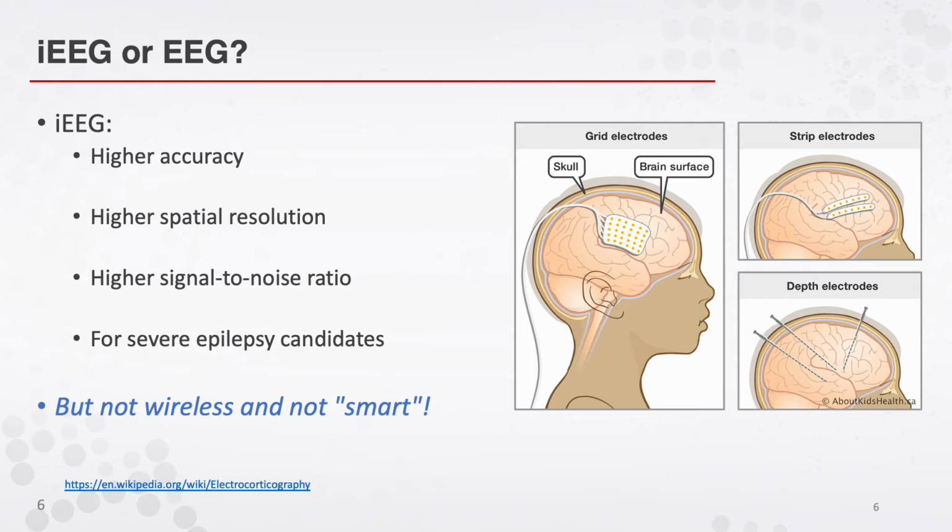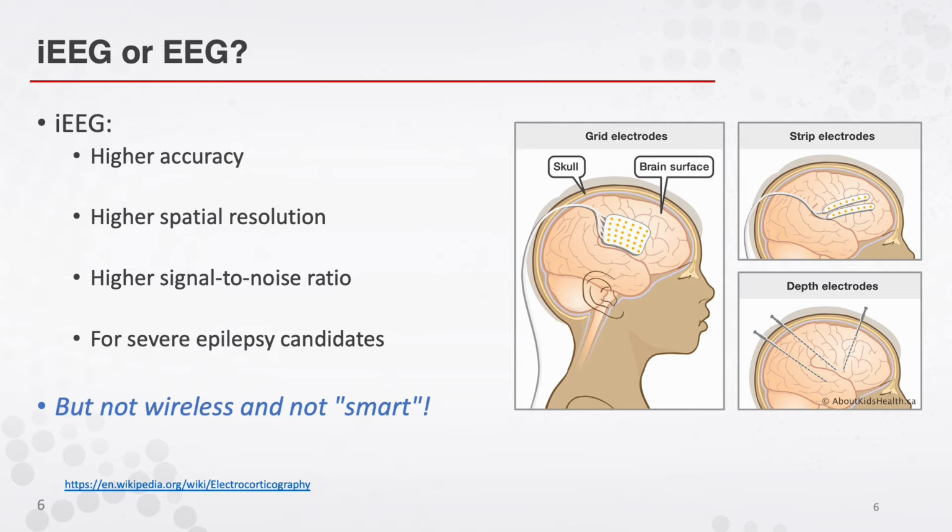But why would one want to use this more invasive form of EEG? Why not just use scalp EEG? Well, because it doesn't have to deal with the skin-skull barrier, intracranial EEG has higher accuracy, higher spatial resolution, and also higher signal-to-noise ratio. And furthermore, it's for patients with more severe forms of epilepsy, which is actually what we're aiming more towards treating with our work. But as we can see, iEEG isn't wireless.